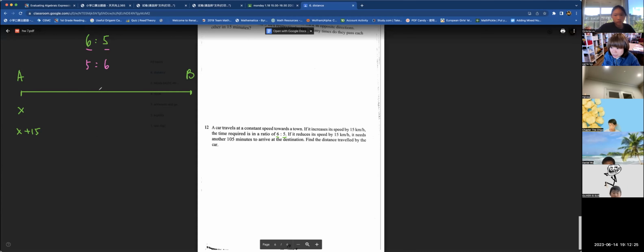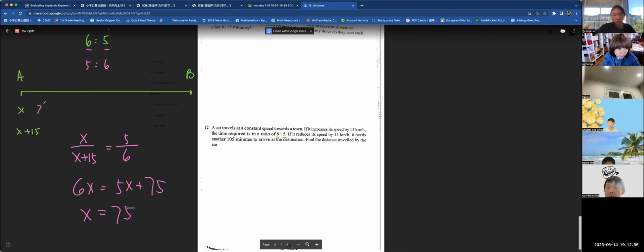When the distance is the same, when you finish this distance, the first time is 6, the second time is 5. So the speed, the first is 5 and the second is 6, right? Okay, so now you know x to x plus 15 equals 5 to 6. So 6x equals 5x plus 75. So x equals 75. So the speed before was 75, now it is 90.